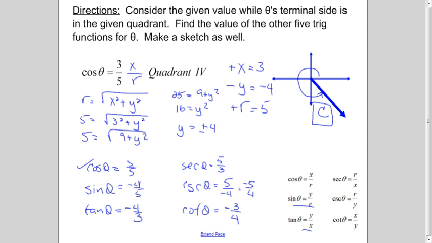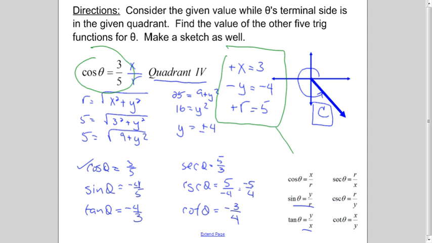So again, I was given this value to start and found the other 5. Knowing the quadrant is so important. Just to reiterate that, there are 2 places that cosine is positive: the first quadrant and the fourth quadrant. If I didn't consider this angle to be in the fourth quadrant, my signs and my answers down here would be different than they are. They would all be positive. So you have to apply the idea of All Students Take Calculus to determine the appropriate signs in your XYR chart when you then apply them to the rules.